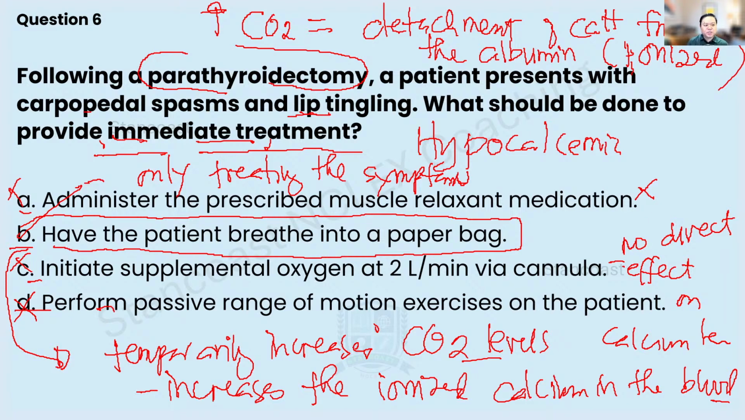So the rationale again for elevating the CO2 is that it is going to allow the detachment of the calcium ions from the albumin. They will be freely circulating in the bloodstream now. So this will somewhat normalize the calcium level for a temporary period. All right, I hope that you understand the rationale there.